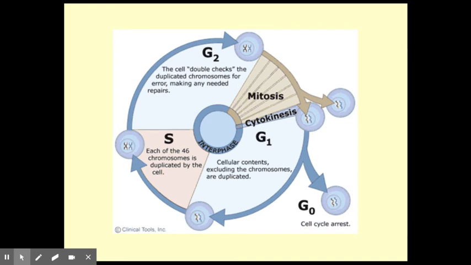We have our G1 phase, which is in interphase, and this is where your cellular contents, excluding the chromosomes, are duplicated. Your S phase is where your DNA is duplicated, so you have 46 chromosomes that are all duplicated at this point. Then you have your G2 phase, where everything double checks, makes sure everything's duplicated correctly, and is getting ready for mitosis. And then you have mitosis, which is your prophase, metaphase, anaphase, telophase, and then we go through the final division, which is your cytokinesis.